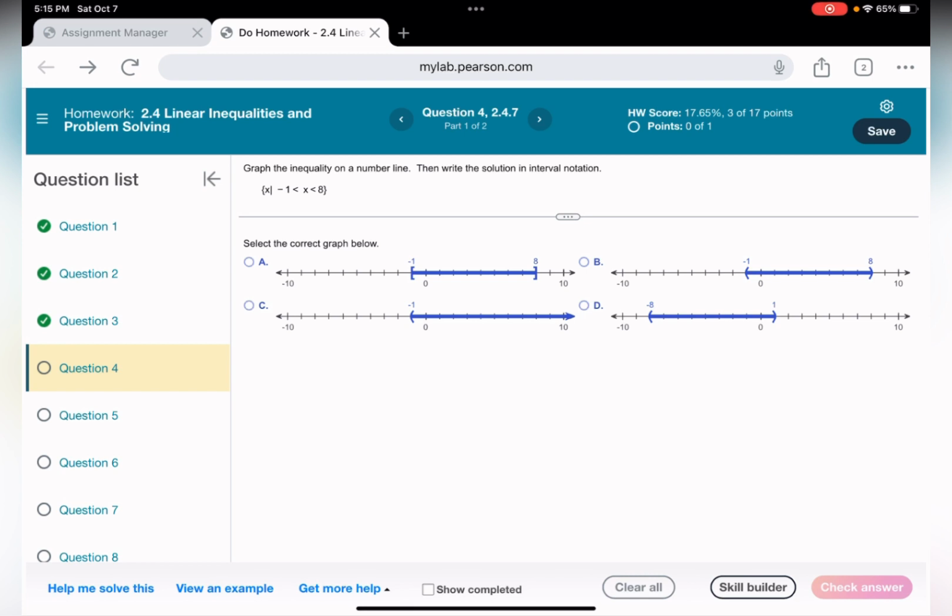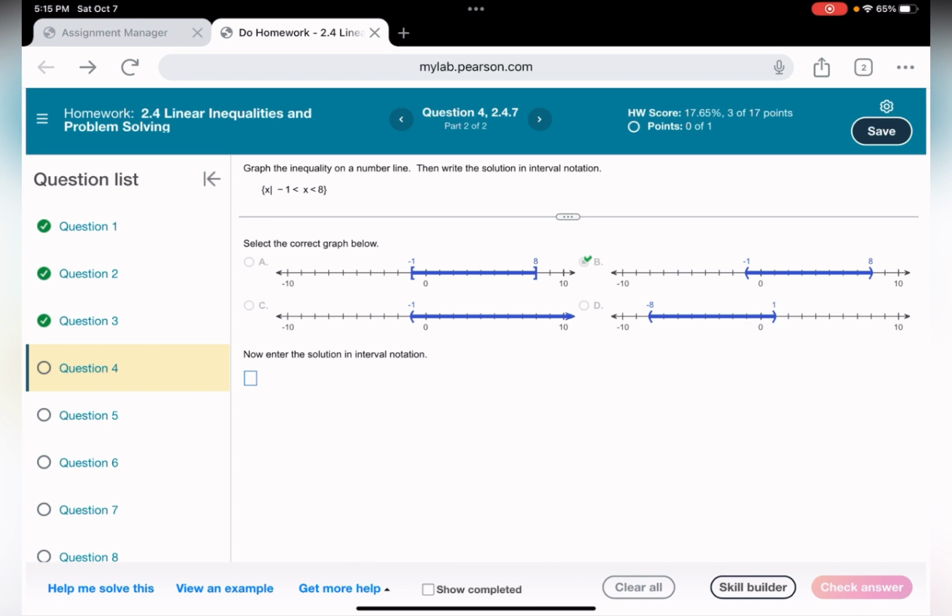Number 4, it's between, and see the equal sign is missing on both sides, so it's between negative 1 and 8, which means on both sides we have to see parentheses. So which one does it look like? It's definitely not C because it's going one way, greater than negative 1. We need in between and in parentheses, that's going to be B. If there would be an equal sign on both sides, then it would be A.